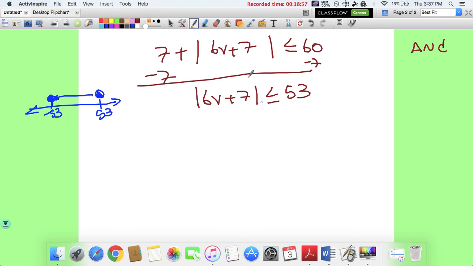So right away, that helps. I think it helps. And now you can set your inequality. 6v plus 7, get rid of the absolute values. Less or equal to 53, and on this side, it's going to be greater or equal to negative 53. Right? So that's how you set it. So that's my and problem. This is what I mean. And, right?